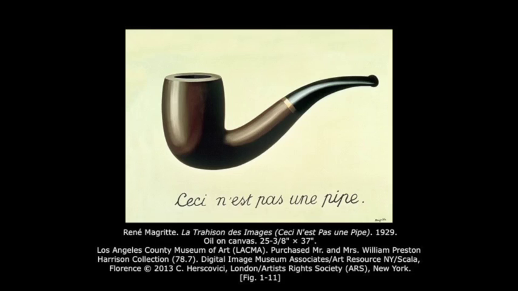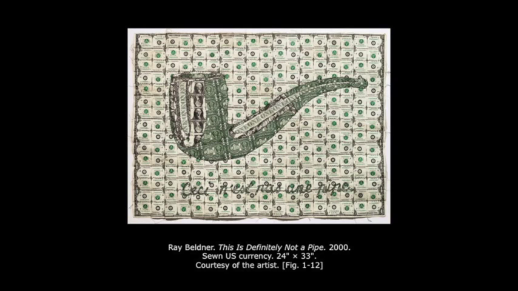Artists influence each other throughout history, of course, and then the piece was copied again by another artist who stitched together dollar bills with the title "This is definitely not a pipe," again making a commentary about the relationship between realistic objects and paintings. Also in that case making a commentary about art as a valuable commodity.